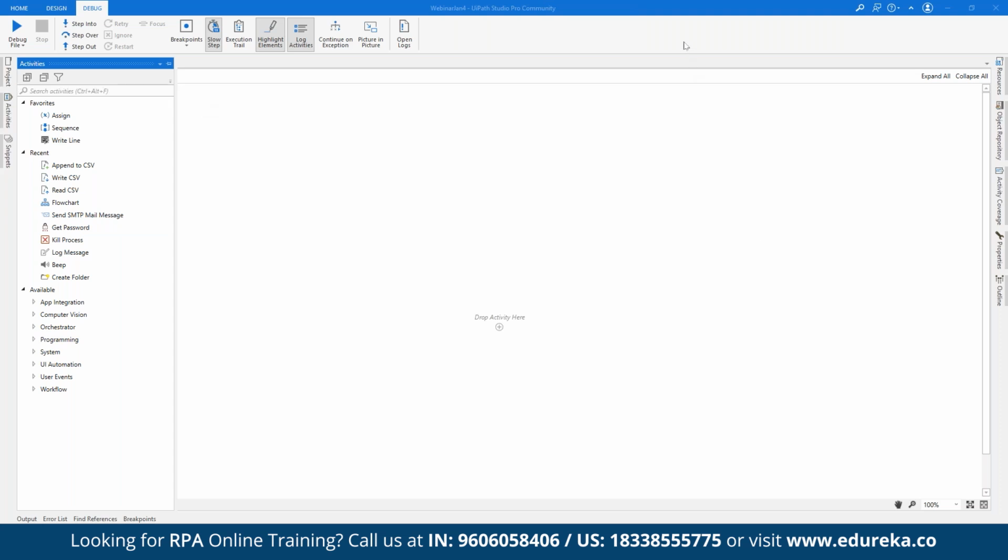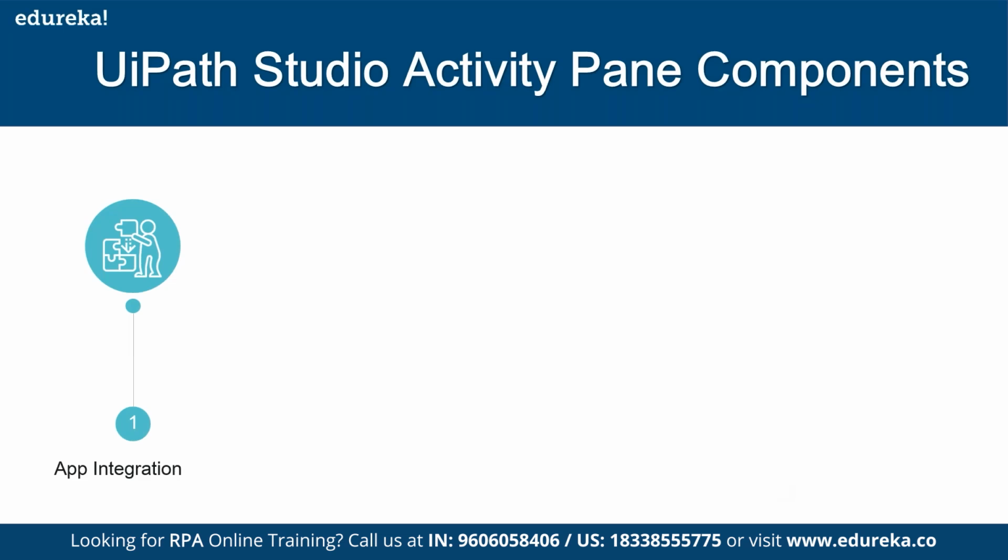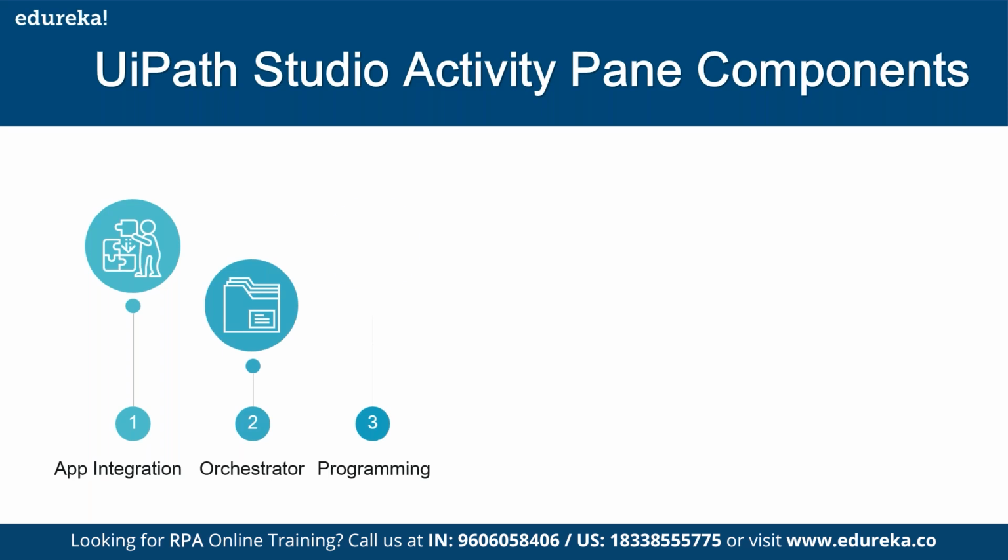All right, so let's look into what we have next. Using the UiPath activity pane component, what are the things we can do? We can integrate an app, that is the third-party app that you have for UiPath. Then we can work with the Orchestrator. Orchestrator is again a component of UiPath, which is kind of the heart of UiPath.